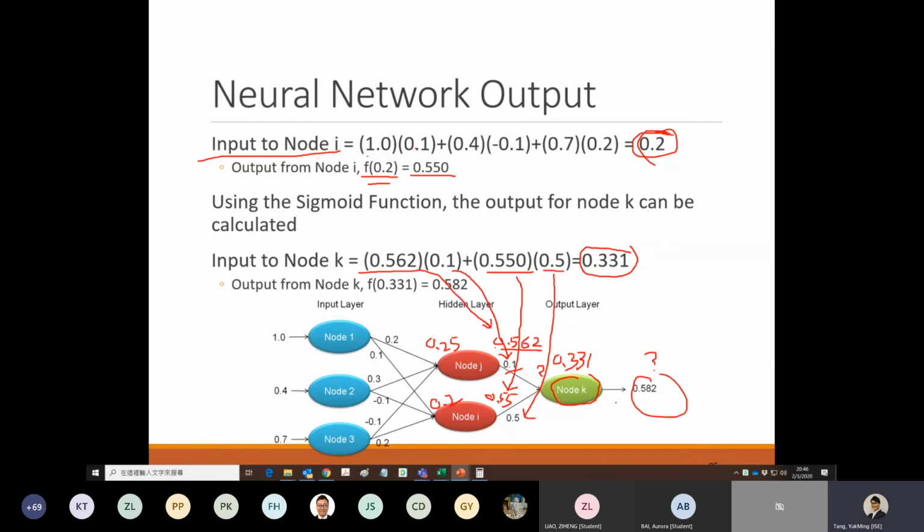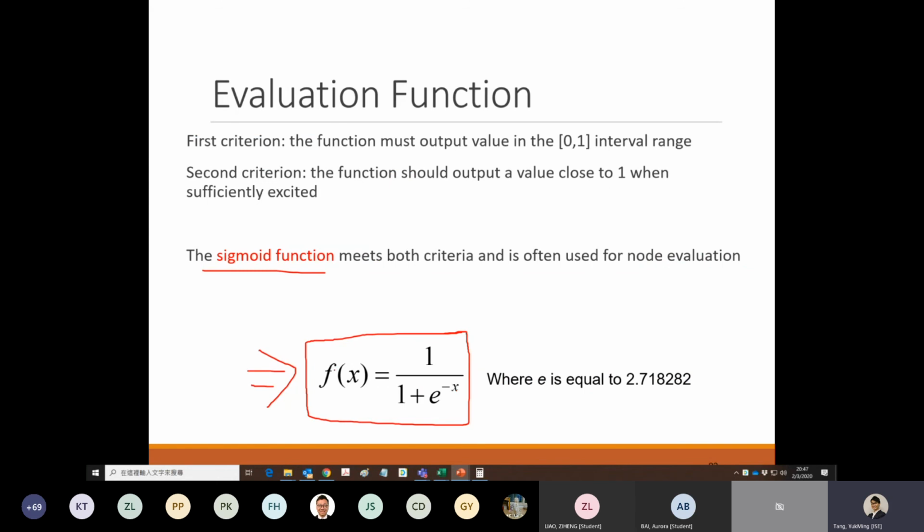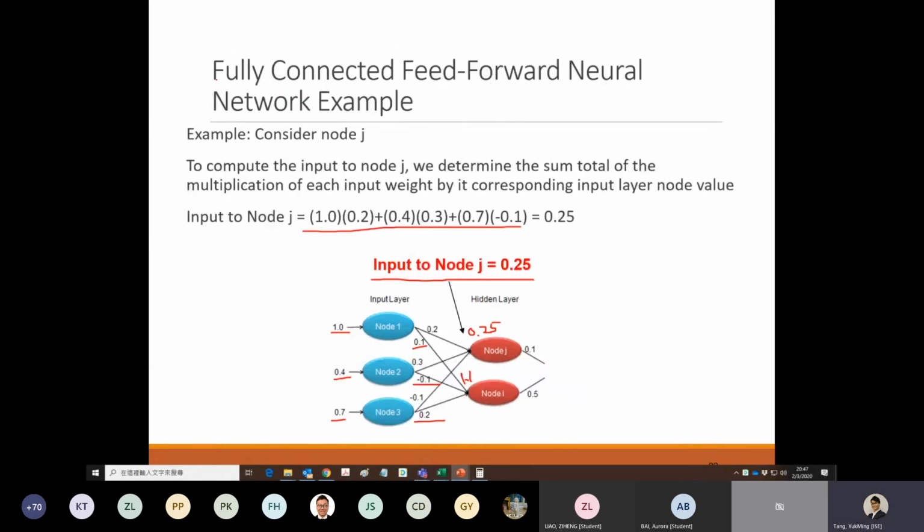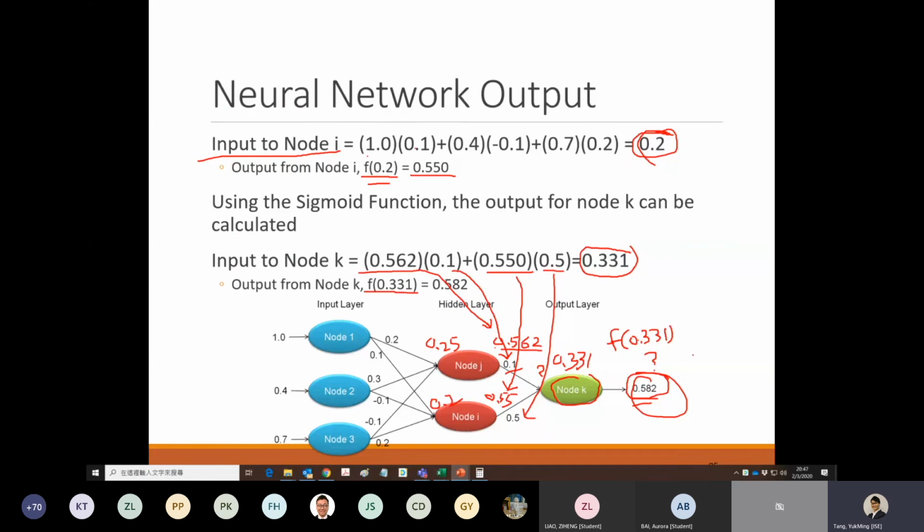How about the output? You need to apply the sigmoid function, f of 0.331. Using the calculator to calculate this sigmoid function, finally you got the result. The final output is 0.582 by using the sigmoid function. So this is called a fully connected feed-forward neural network.